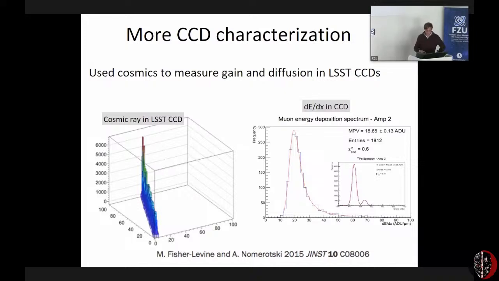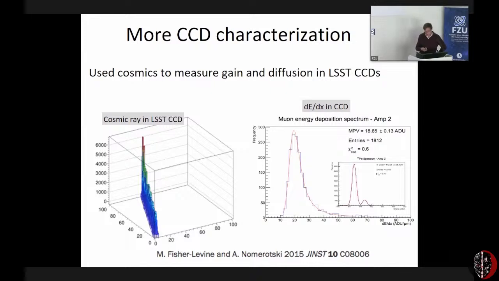We used cosmics to study CCDs, and that was used, for example, to measure gain and compare it with the gain from the iron-55 source. That's X-rays, something that can actually be used in situ.